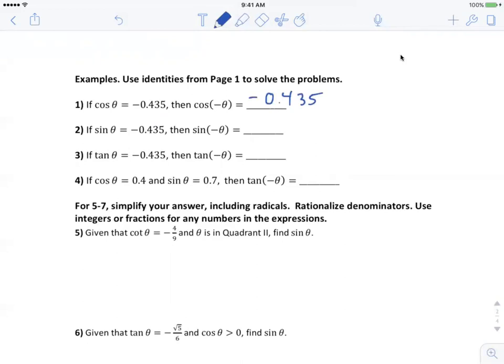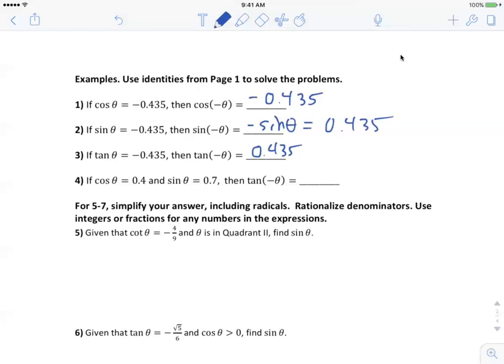The second one, you know that the sine is that value. What would be the sine of negative theta? Well, we know the sine of negative theta is opposite the sine theta. So this one, if I apply the identity, that's negative sine theta, or the opposite of sine theta. So that would be a positive 0.435. Okay. Tangent, same thing. Tangent is also odd, so that would be a positive 0.435 for that one.